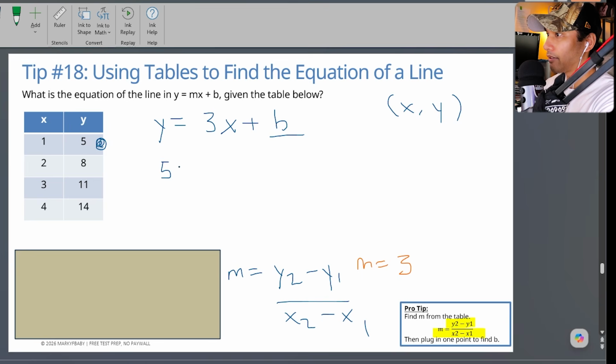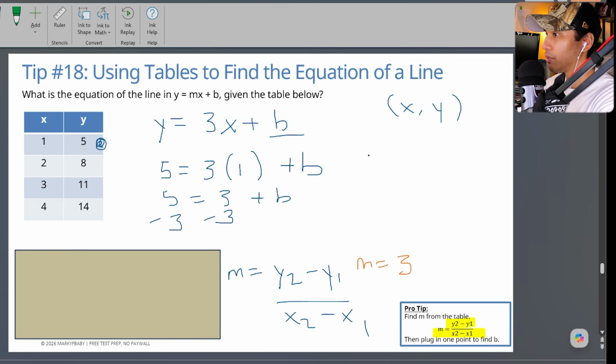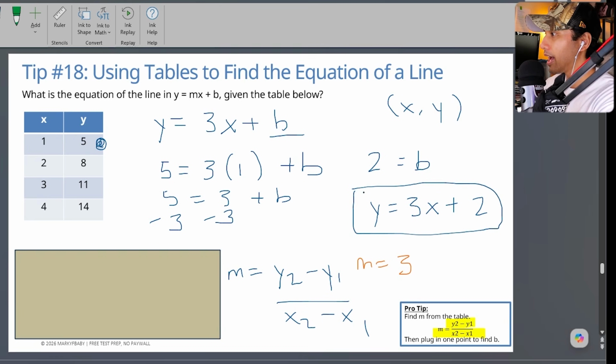So we get 5 equals 3 times 1 plus b, and this equals 5 equals 3 plus b. We minus 3, we minus 3, and then we get 2 equals b. So then our equation now becomes y equals 3x plus 2. And there you have it. There's our equation. If you were to choose any of the coordinates, you will still get b equaling 2. Let's just test it out just to make sure.